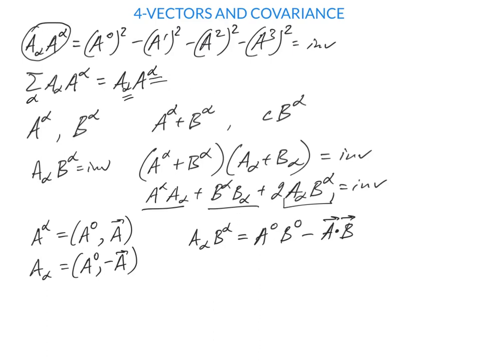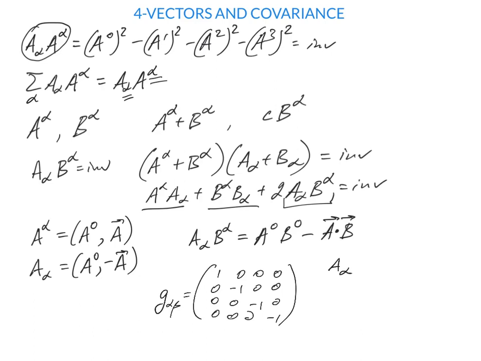Sometimes it's useful to introduce the so-called metric tensor. We can define a matrix g_αβ with components 1, -1, -1, -1 on the diagonal and zeros elsewhere. In this notation, to obtain covariant components of a vector, we take the contravariant components and write it like this. The index β in g_αβ is contracted with the upper β in A^β.